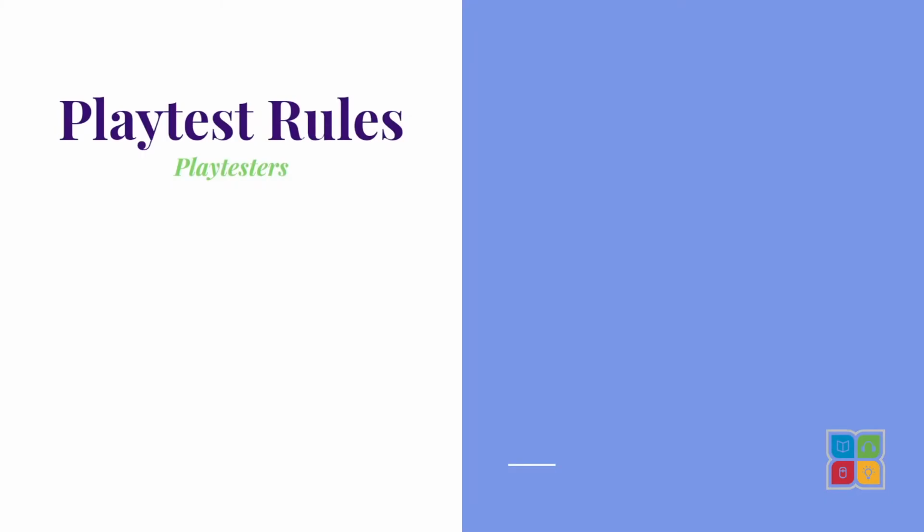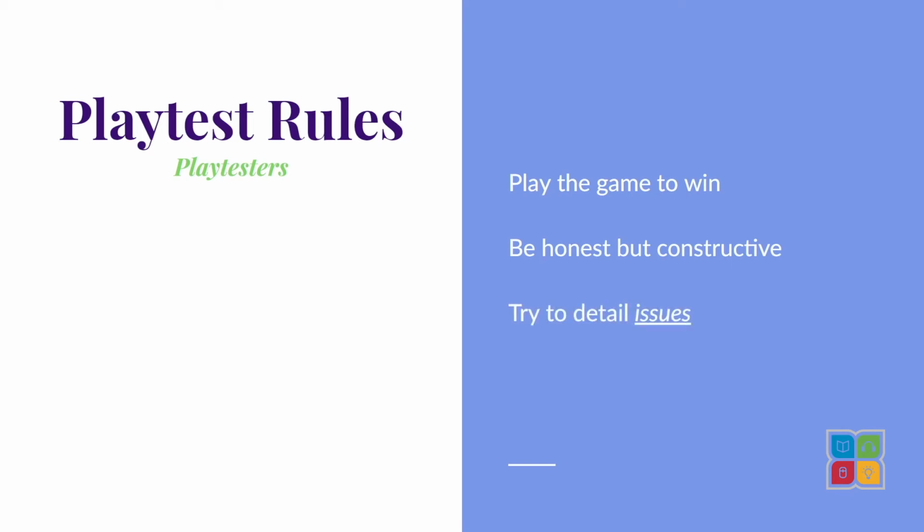Playtesters should strive to play the game to win as best you know how. Even finding overpowered strategies and gameplay loopholes provides useful feedback. Being passive, disruptive, or uncommitted does not. Be honest but constructive in your feedback. Try to detail the issues that you've encountered. You may have a fix in mind, but communicating what area was frustrating to you is the most valuable information you can provide the designer.